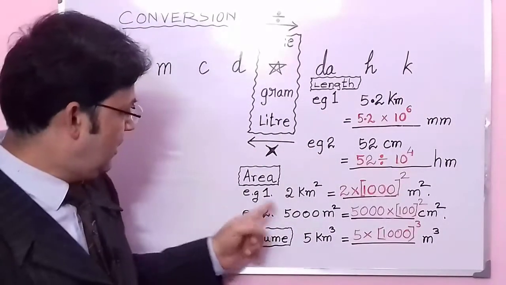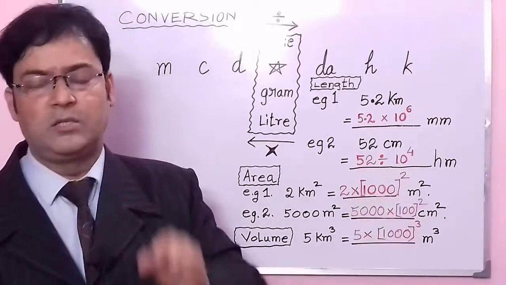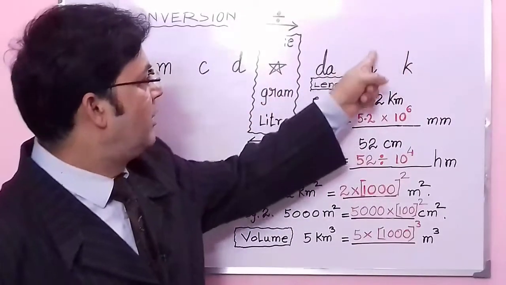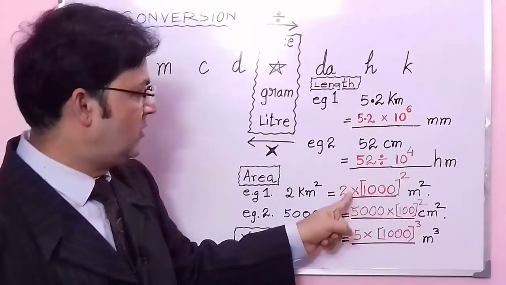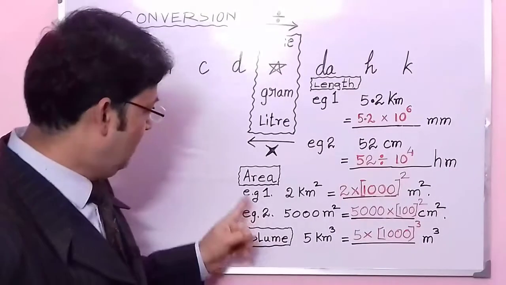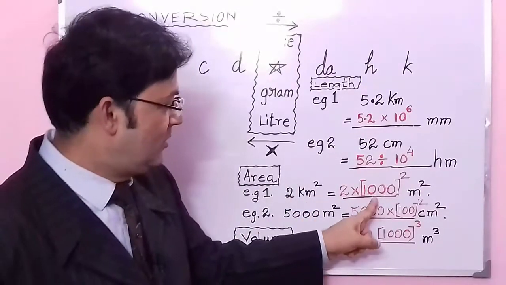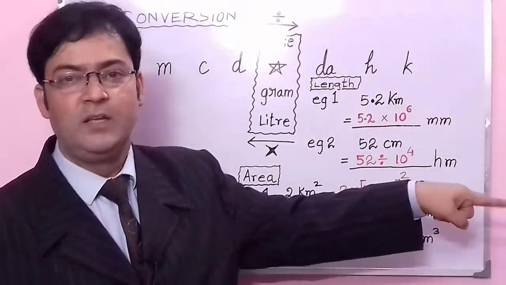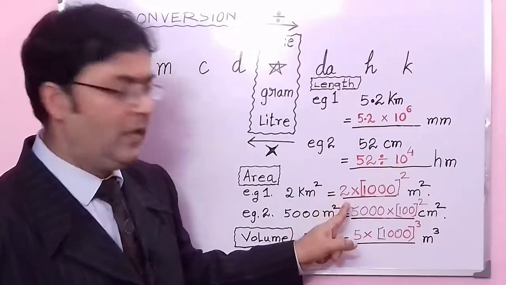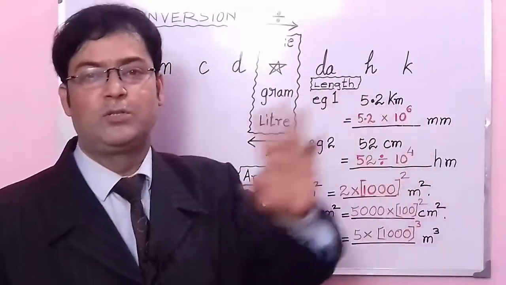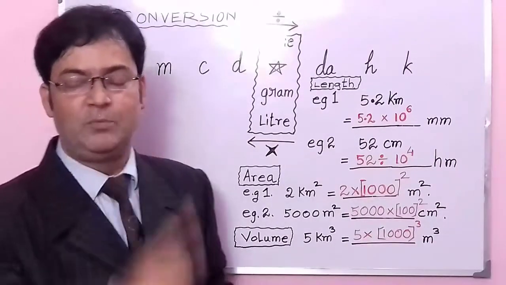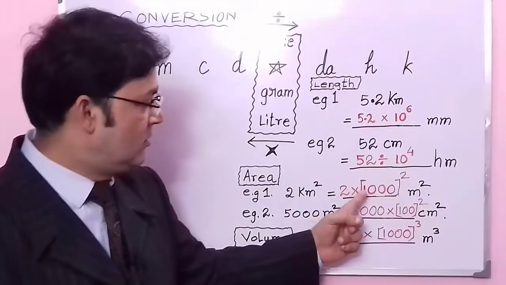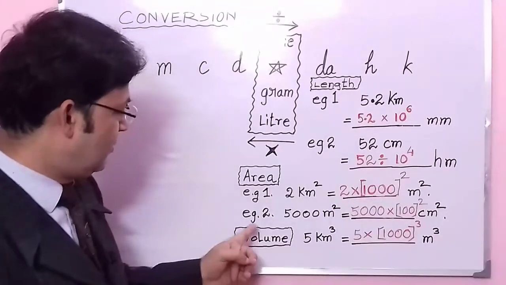What about area? Say 2 square kilometer. You are asked to give it in square meter. What will you do? Here is kilometer, here is meter: 10, 100, 1000. So you multiply by 1000. No, it isn't so. For area, since the unit is squared, this 1000 has to be squared also. That means 2 into 1000 into 1000. That gives you 6 zeros. So you will get 2 and 6 zeros square meter. That you have to remember for area. Once more, for area the 1000 is squared.